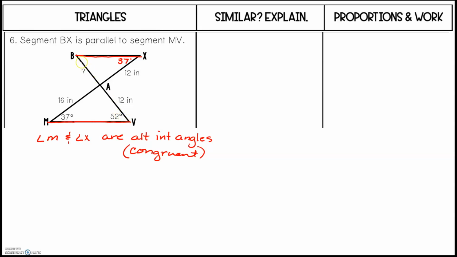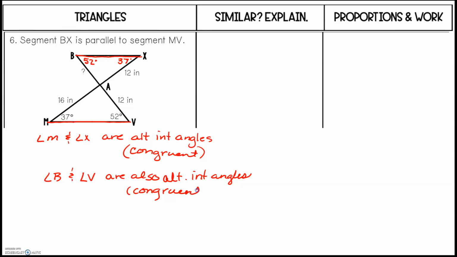That's the same here. 52, angle V and angle B are alternating. They're on opposite sides of this transversal, and they are inside the parallel lines, so they are congruent to each other. So then angle B and angle V are also alternating interior angles. So they are congruent. So that's two pairs of corresponding congruent angles.